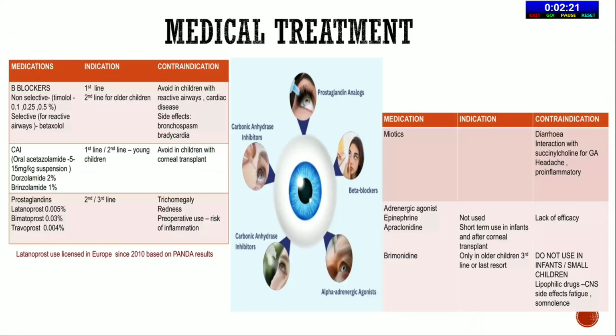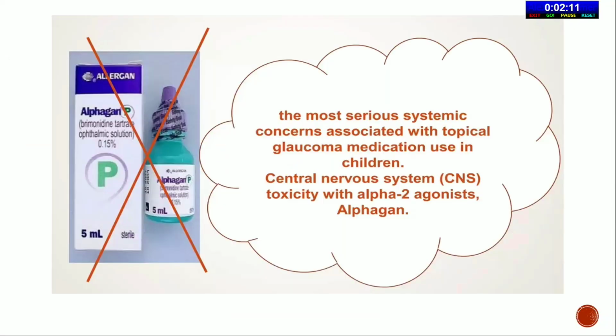Beta blocker is the first choice of drug in pediatric glaucoma. In case of insufficient control of IOP, we can use a combination of beta blocker and carbonic anhydrase inhibitor. But before knowing what to give, a doctor must know what not to give. Alpha 2 agonists cause serious CNS toxicity due to their ability to cross the blood-brain barrier, so they are absolutely contraindicated in children below 2 years of age.